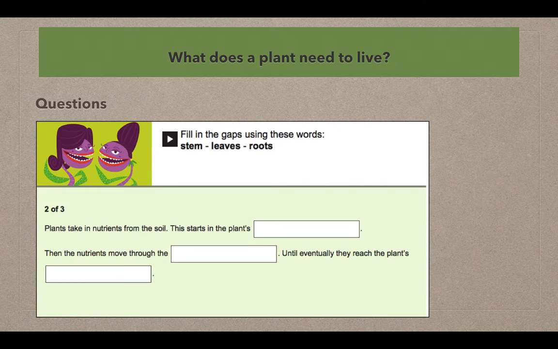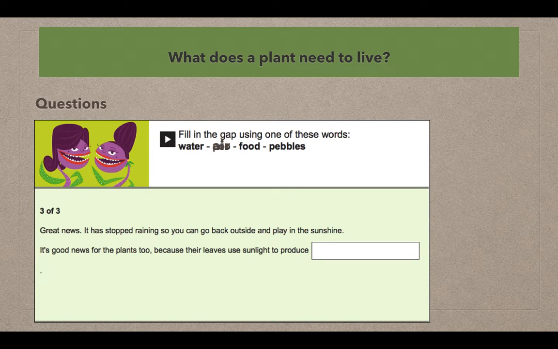Question 2, fill in the gaps using these words: stem, leaves, roots. So there are 3 gaps, each word above needs to be put into the gap. And then task 3, fill in the gap using one of these words: water, air, food, pebbles. Read the sentence, select the word that should go in the gap.